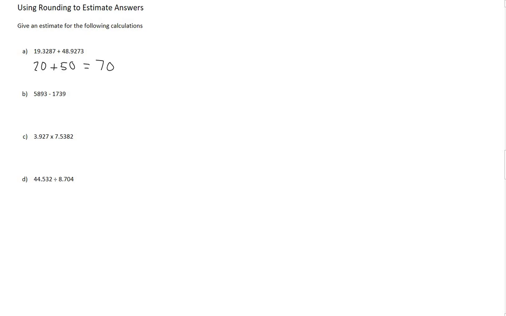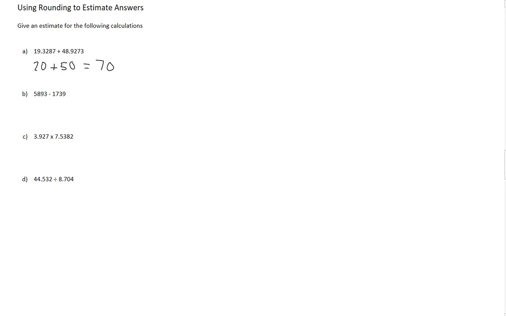So I know my answer is going to be roughly 70, and you can do that in your head straight away. You can see that this is pretty close to 20, this is pretty close to 50, so you'd expect your answer to be close to 70. So if you did this calculation fully in a test, and you got 700 or something close to 700 for your answer, you'd know it was wrong because you'd estimated it first.